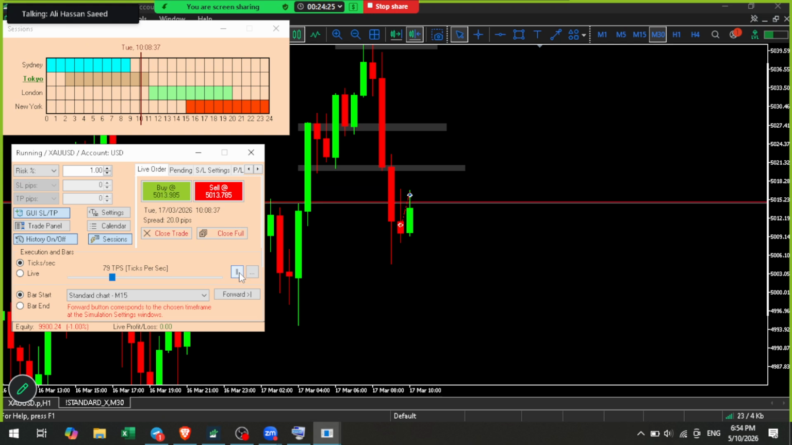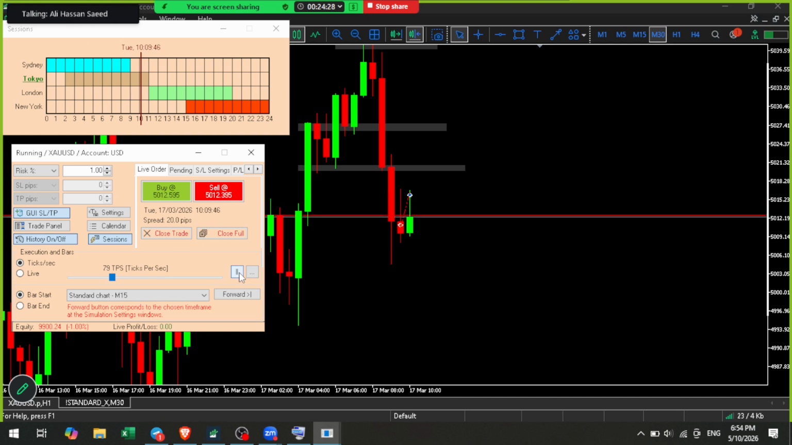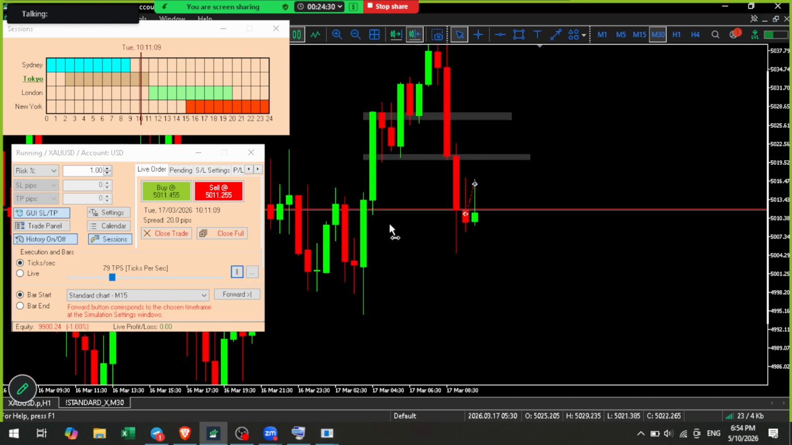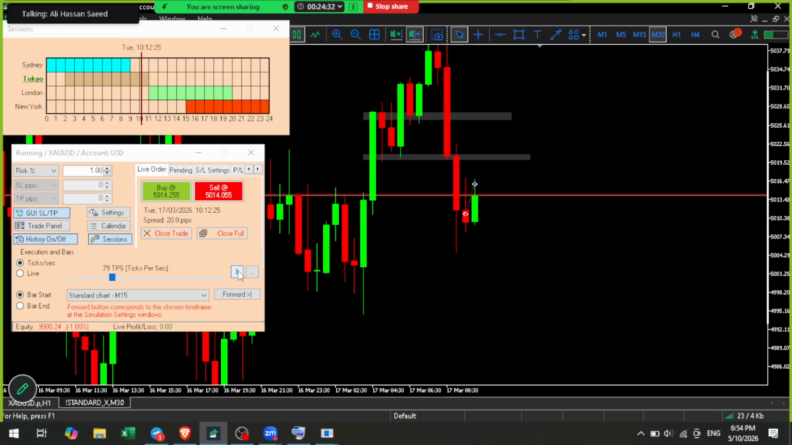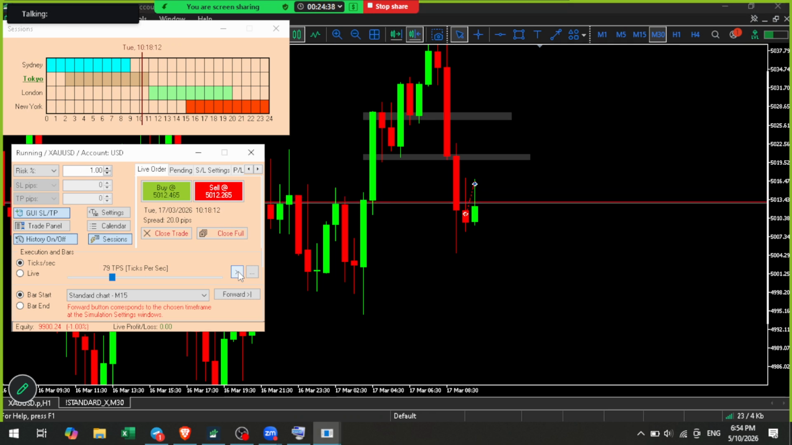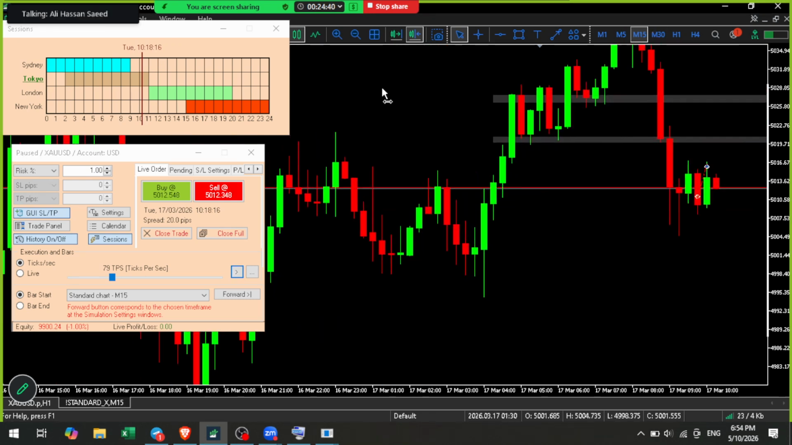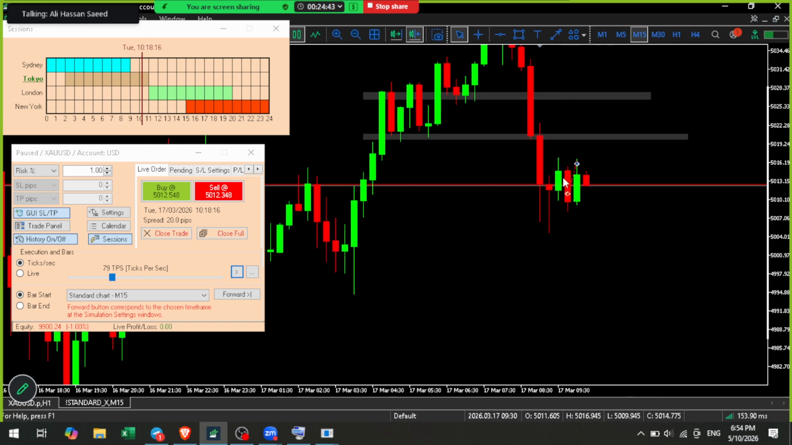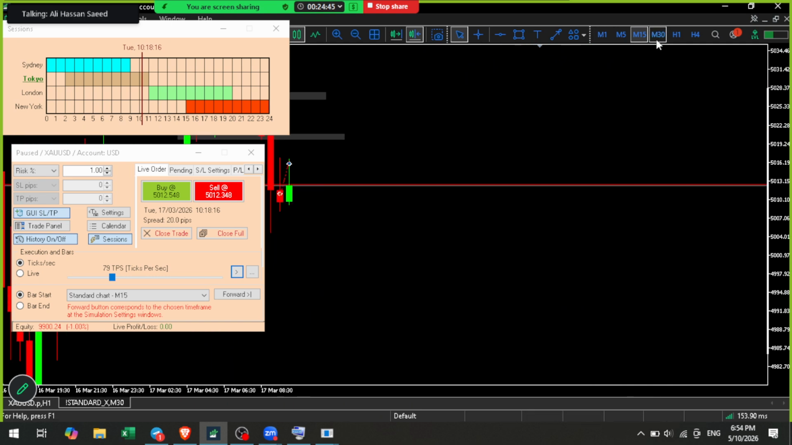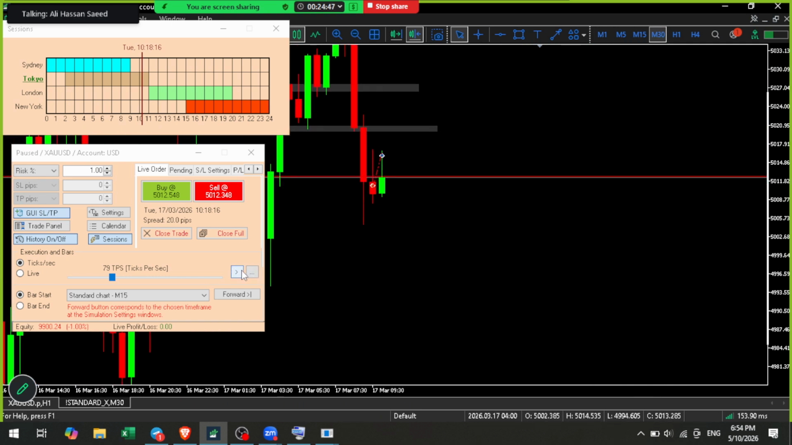Okay, so now we are not selling, not buying. We need to see how this 15-minute candle closes. The 15-minute candle just closed, printing next to each other, consolidating. It is better for us to stay on the 30-minute.